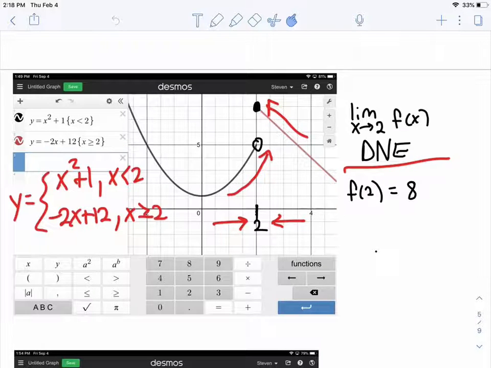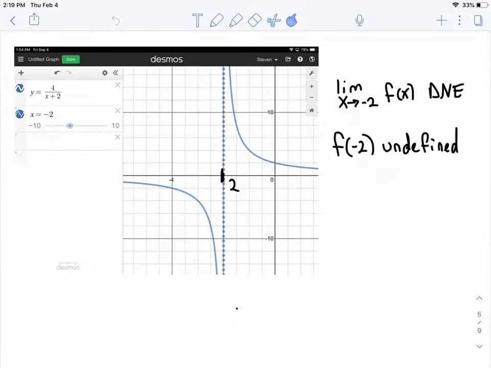This is similar to the third numerical example we looked at, where the two sides were going in vastly different ways. Now in that example they were getting bigger in positive and negative directions, but here they're not settling into the same amount, so we do not have a limit. We do not have a limit here. We do have a function value, but we do not have a limit.